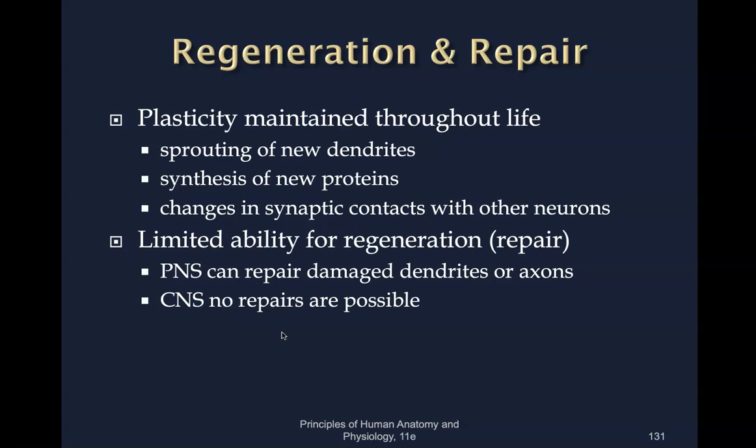I do really quickly want to talk about regeneration and repair. So we do know that there's this thing called neuroplasticity that's maintained throughout our life in the central nervous system and peripheral nervous system. And that is that our existing neurons can actually sprout new dendrites, and they can change their synaptic contacts with the neurons. So especially in the central nervous system, the ability to produce new neurons is very, very limited. However, we can make new connections with our existing neurons, and that's what's cool.